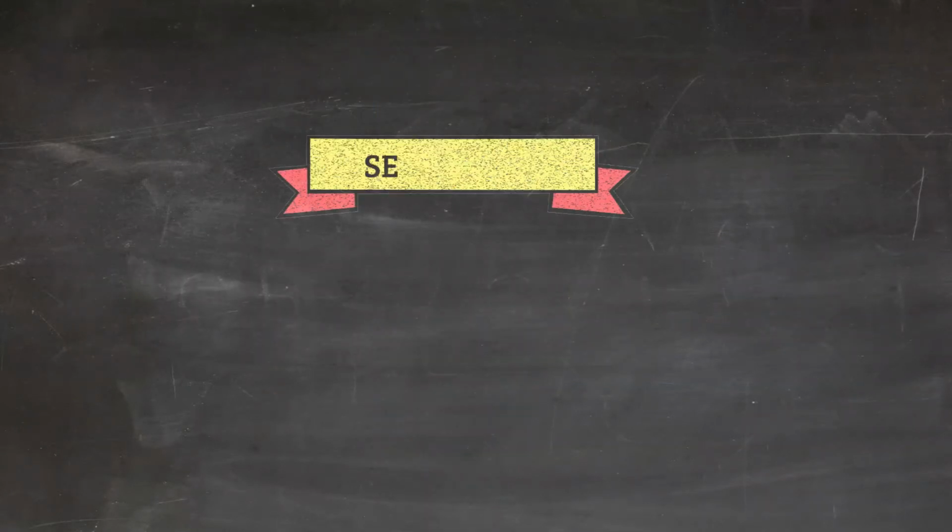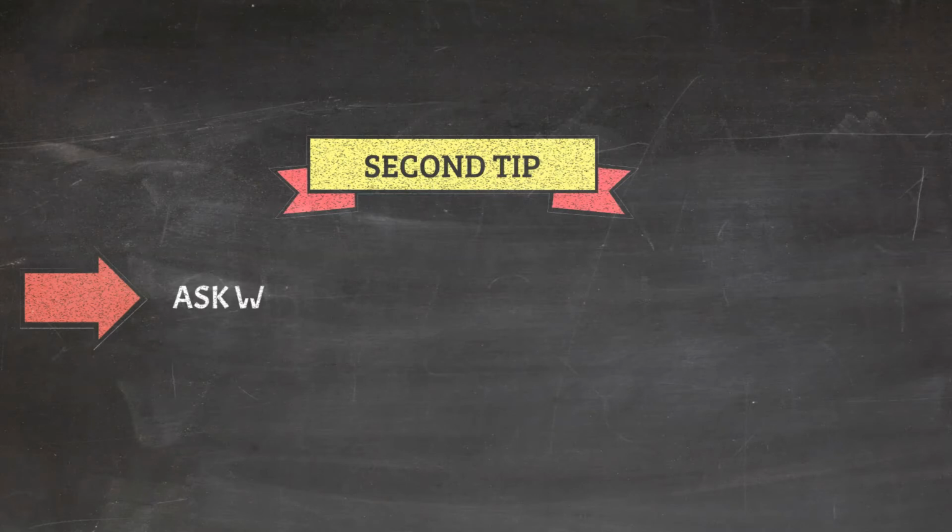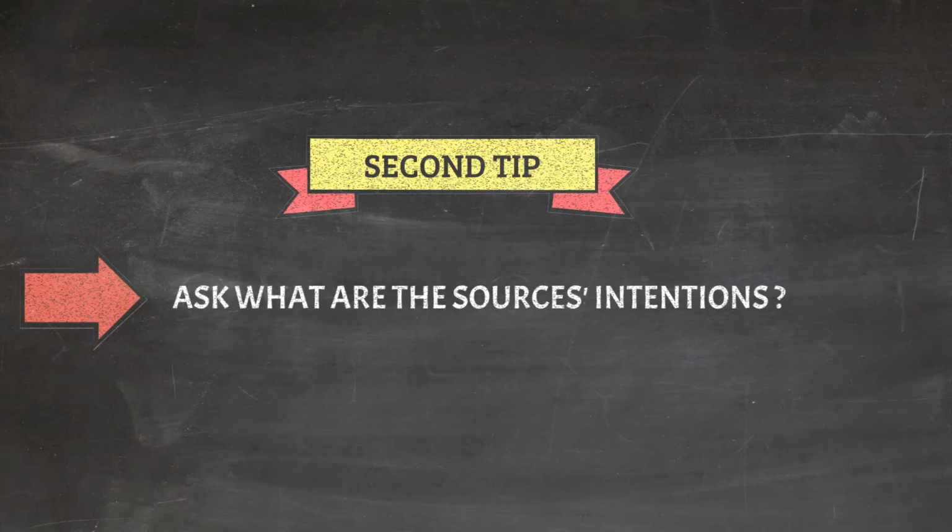source's intentions. The second tip is to ask, what are the source's intentions? There are a variety of different reasons why a given source may have a bias, but let's take a look at a few of the most common.